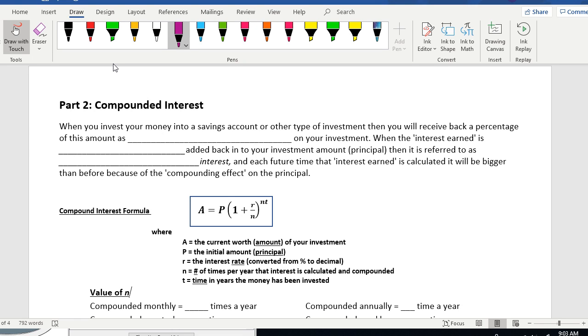Right, so now let's look at part 2, our compounded interest. Okay, and this one's kind of cool because you always ask, where does this apply to real life? And this is real life.